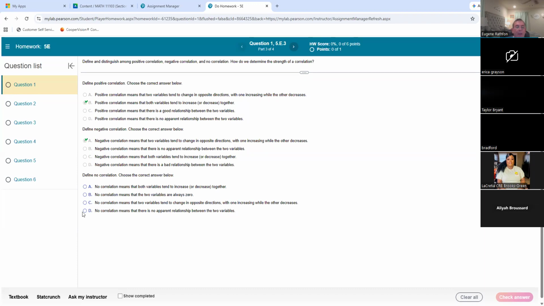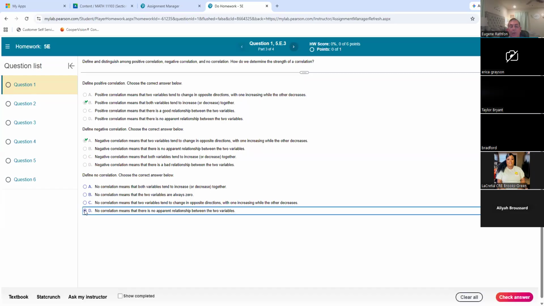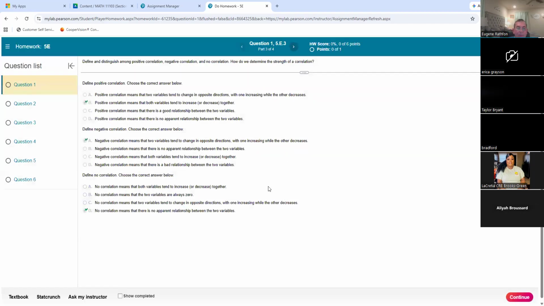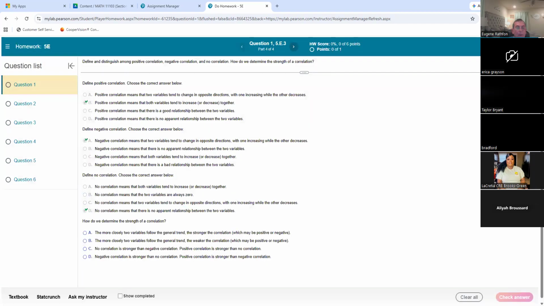So y'all, I will tell you, no correlation means that there is no apparent relationship. Good job, Erica. There's no apparent relationship between the two variables. And then finally, how do we determine the strength of a correlation? The more closely two variables follow a general trend, the stronger the correlation, which could be positive or negative. The less closely two variables follow the general trend, the weaker the correlation.